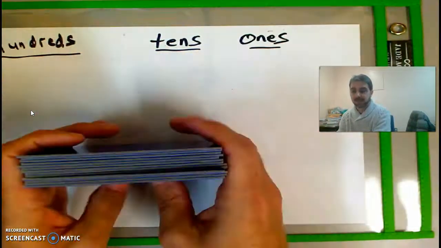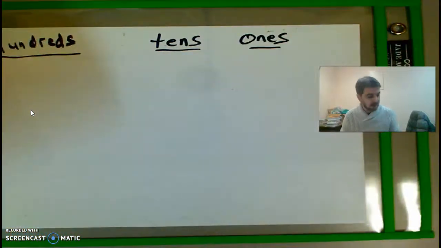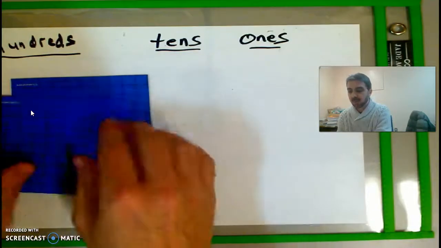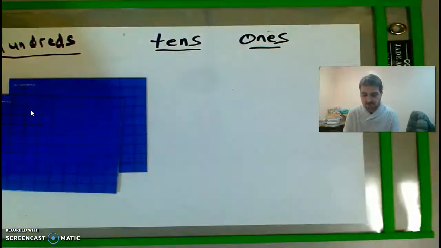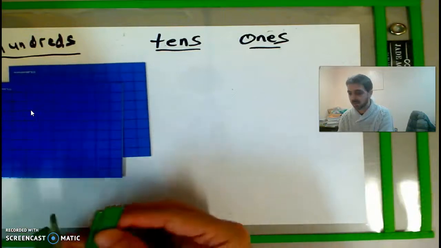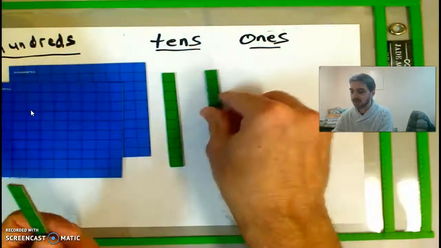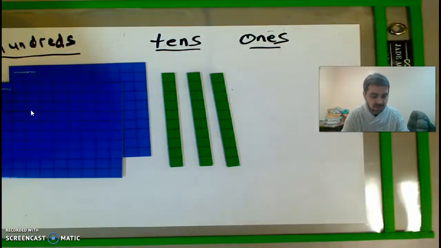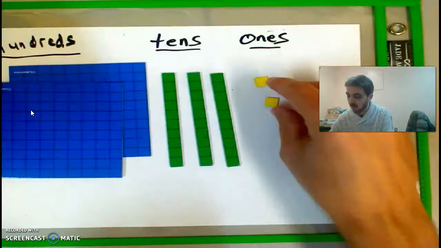All right, so just a quick review there. If I were to put down, let's say, 200s, it's kind of tight fitting here, and let's say I put down 3 tens, and I put down some 1s.